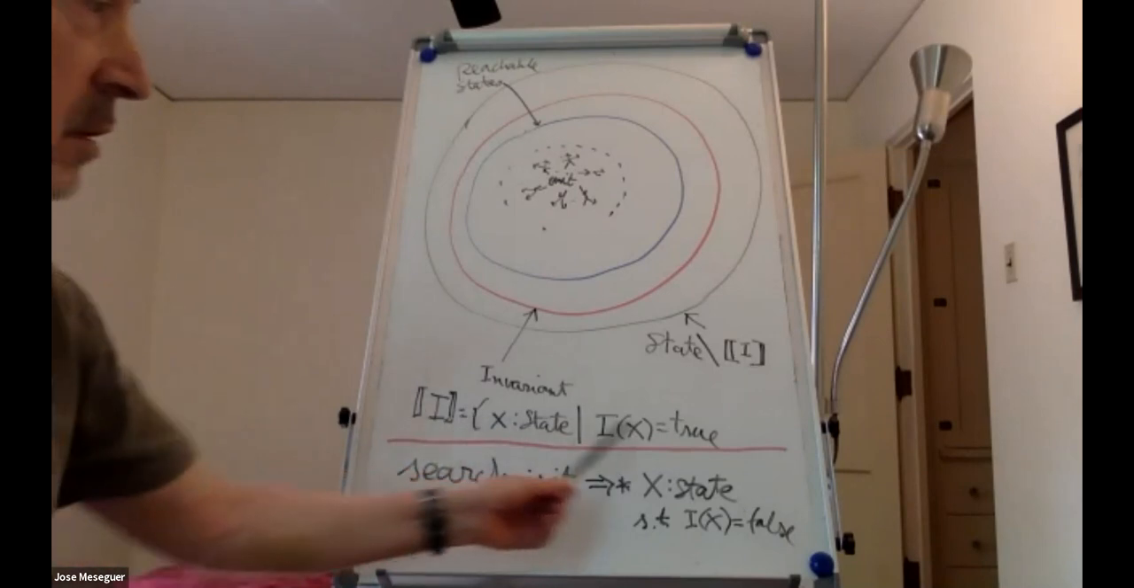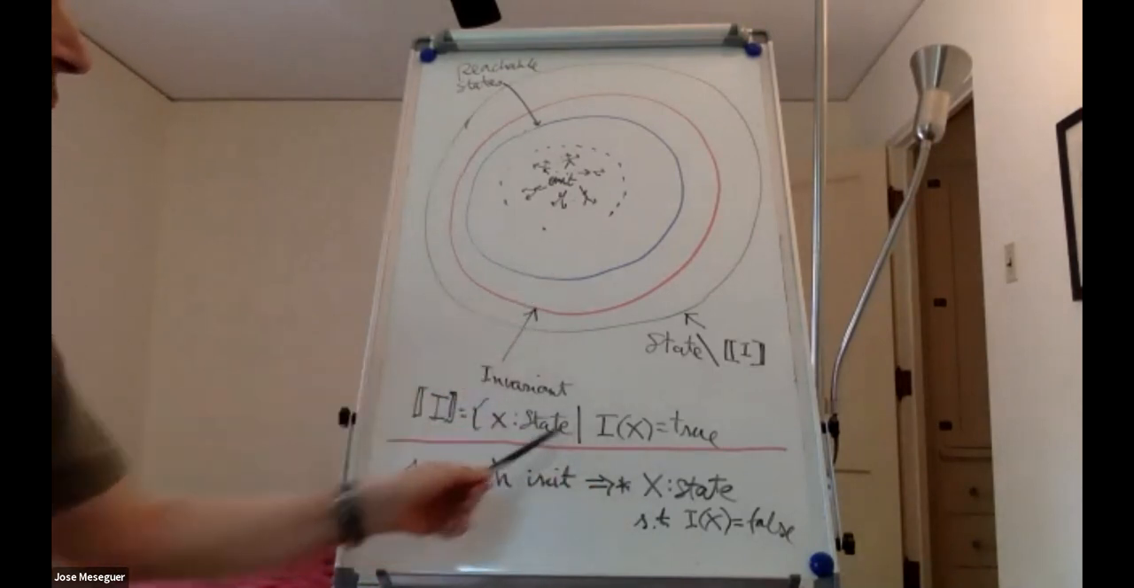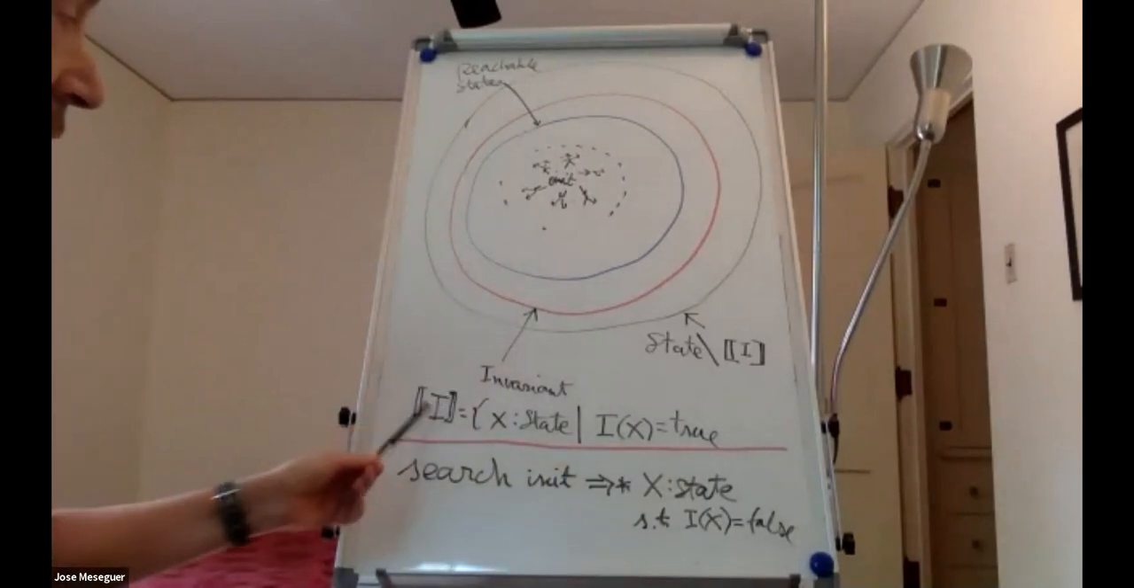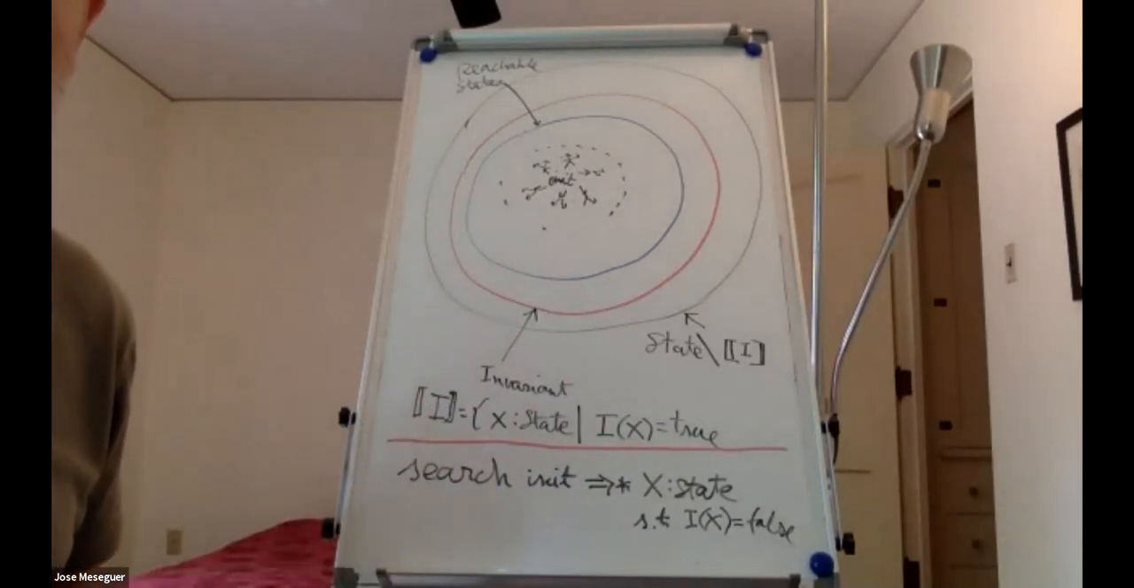So the set of states satisfying, in red, will satisfy some predicate I of x. And I'm going to describe as bracket I the set of states defined by the predicate I.